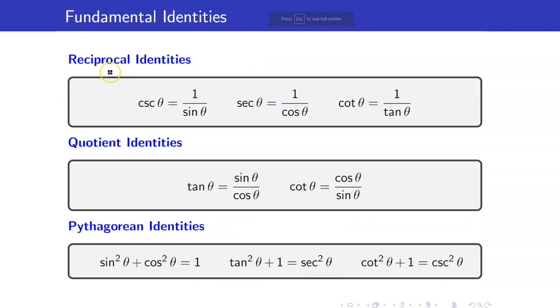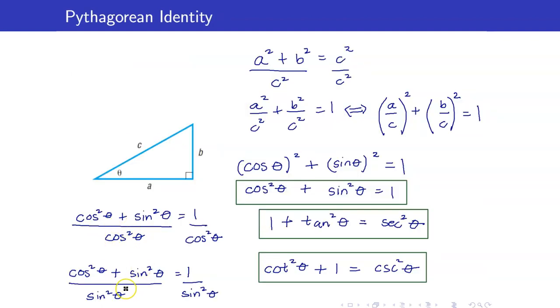These three groups of identities, the reciprocal identities, quotient identities, and Pythagorean identities, are also known as your fundamental identities. So it's very important that you memorize this. So that you will memorize this, tangent squared theta, I wrote it this way. Tangent squared theta plus 1 is secant squared theta. And then if it's cotangent squared, its partner is cosecant squared theta. Just in case you forgot this, you can always derive that from the first Pythagorean identity, either by dividing both sides by sine squared theta or by cosine squared theta, just like what we did over here.